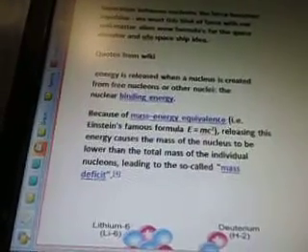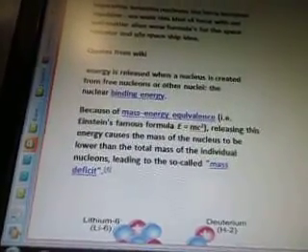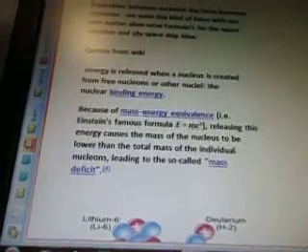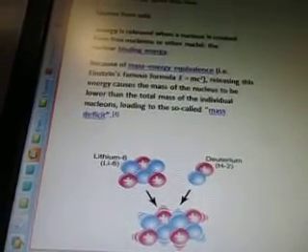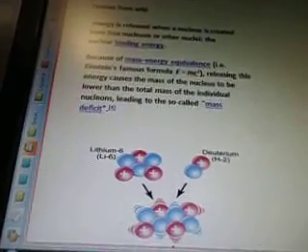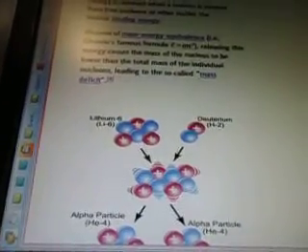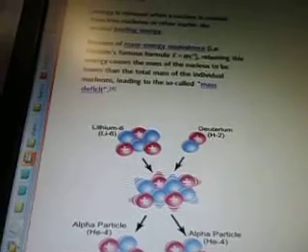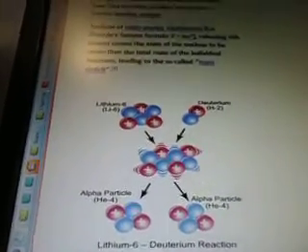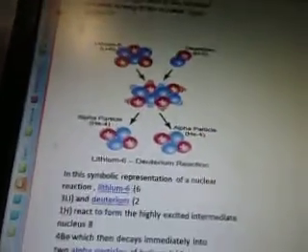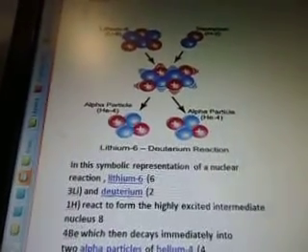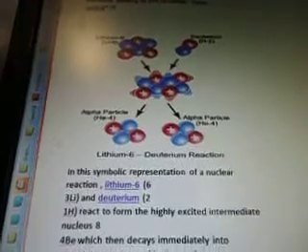Quotes from Wiki: energy is released when a nucleus is created from free nucleons or other nuclei, the nuclear binding energy. Because of mass-energy equivalence, Einstein's famous formula E equals mc squared, releasing this energy causes the mass of the nucleus to be lower than the total mass of the individual nucleons, leading to the so-called mass deficit. So we have lithium-6, deuterium H2, alpha particle He4, right?